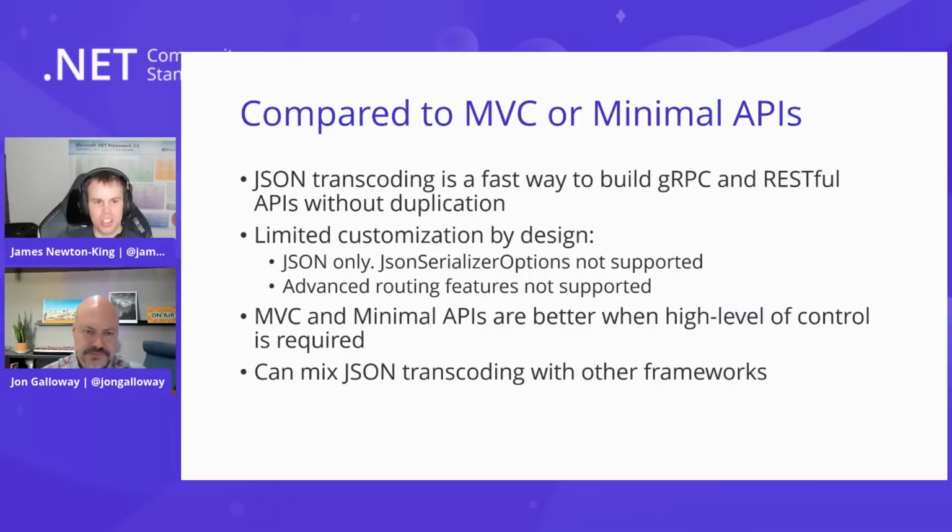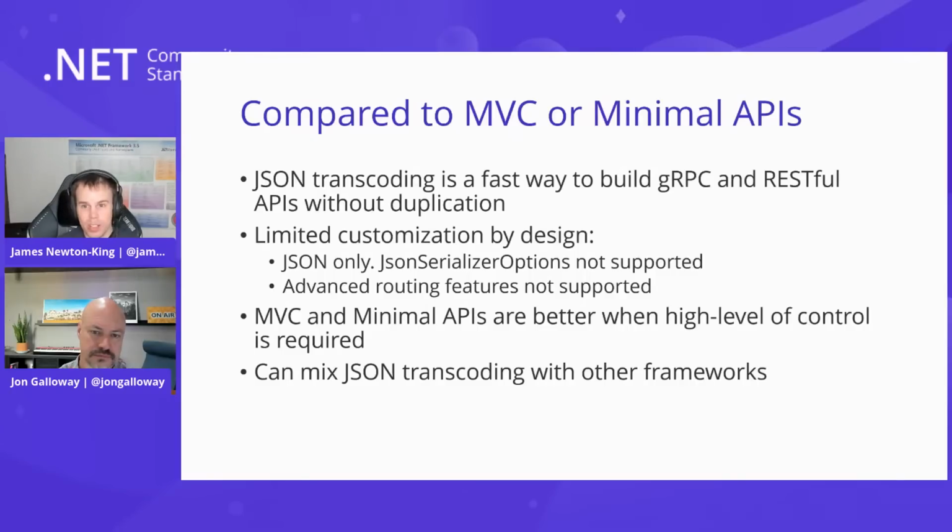So how does JSON transcoding compare to MVC or Minimal APIs? Because it's just another way of doing JSON if you want to take a look at it from that point of view. So JSON transcoding is designed to be a fast, easy way to expose gRPC services as RESTful APIs without duplication. If you're not using gRPC, it doesn't really make sense to use it. So that's step one in figuring out whether it's the right fit for you.